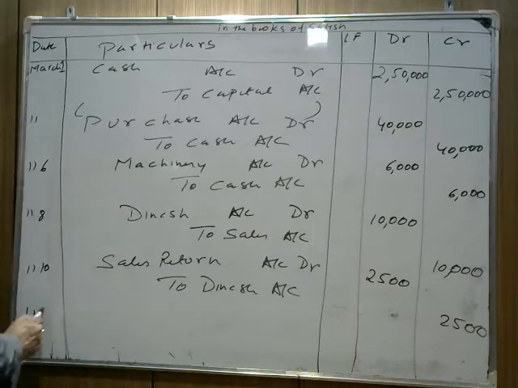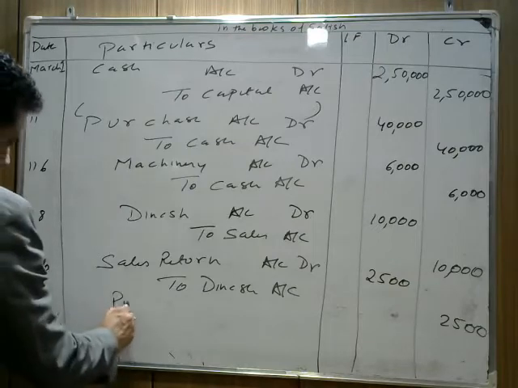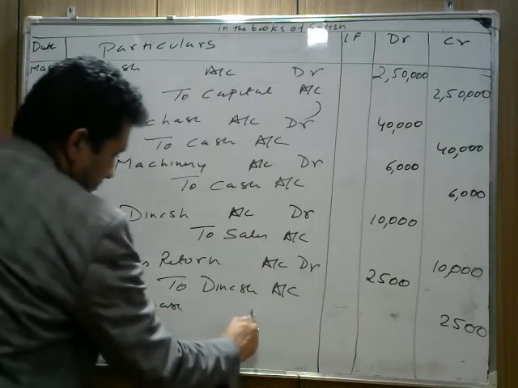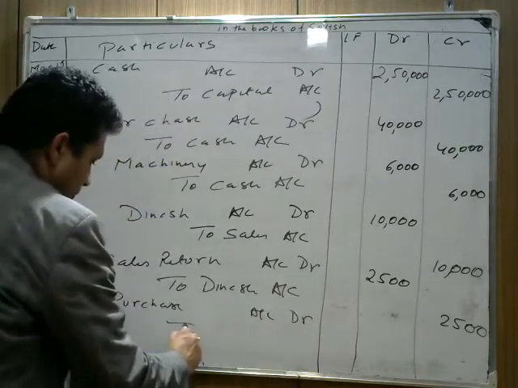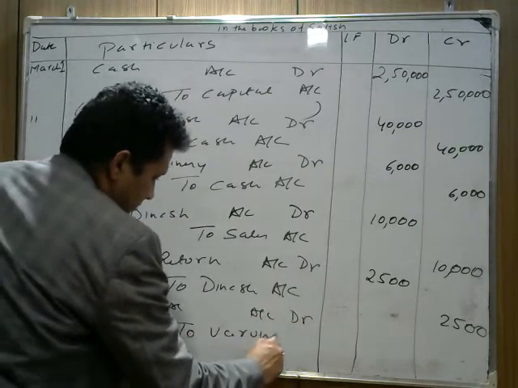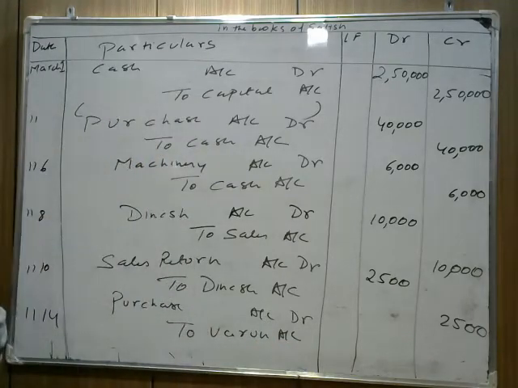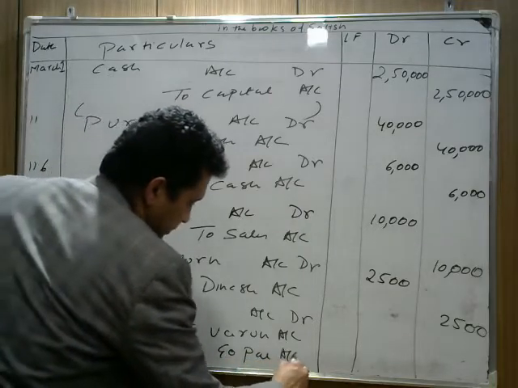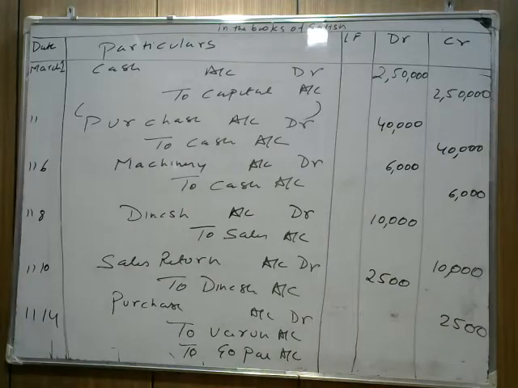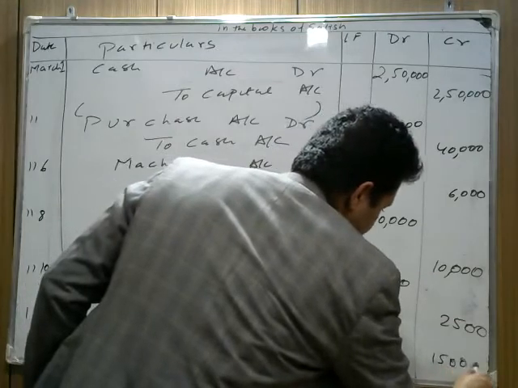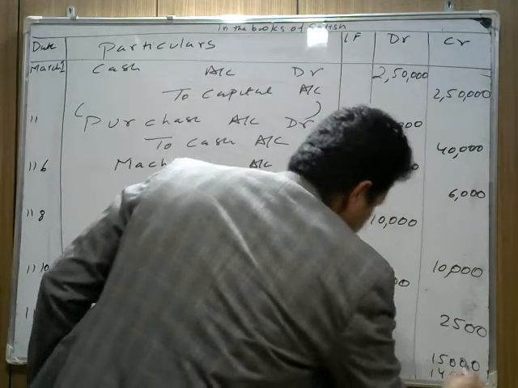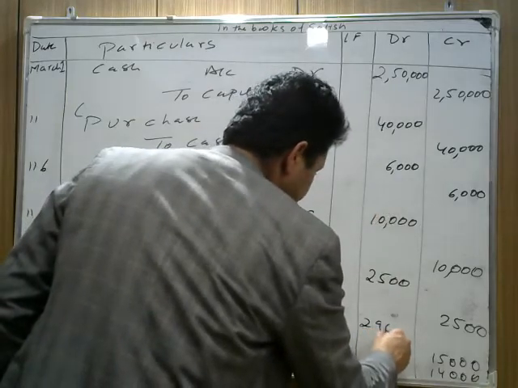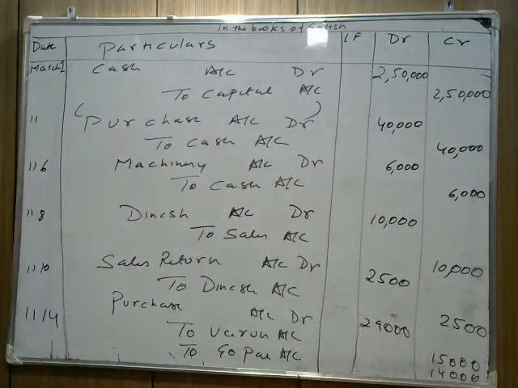The next mention is that we purchased goods from Varun and Gopal on March 14. Purchase account debit. We write the combined entry: from Varun, we write Varun account, and we purchased goods from Gopal as well, so we write Gopal account. We purchased goods from Varun amounting to rupees 15,000, and from Gopal 14,000. So the total purchase is 29,000. I hope this part is clear to everyone.